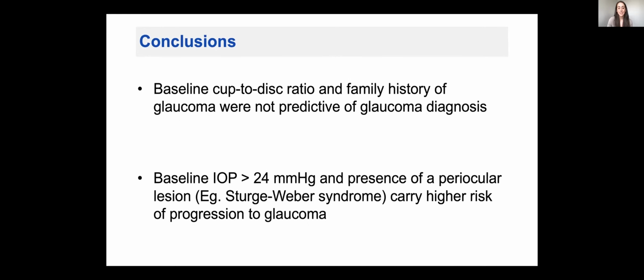While baseline cup to disc ratio and a family history of glaucoma are important predictors of glaucoma progression in adults, these were not predictive in our pediatric cohort. Baseline eye pressure above 24 and having a periocular lesion did carry higher risk for glaucoma progression.